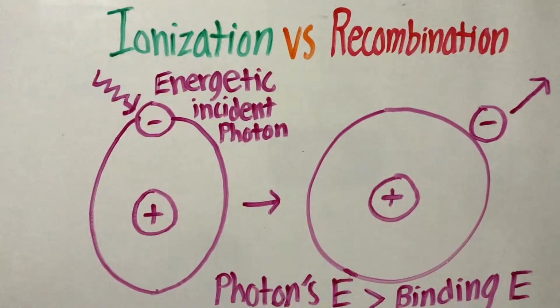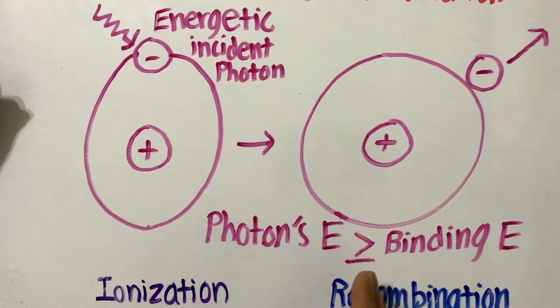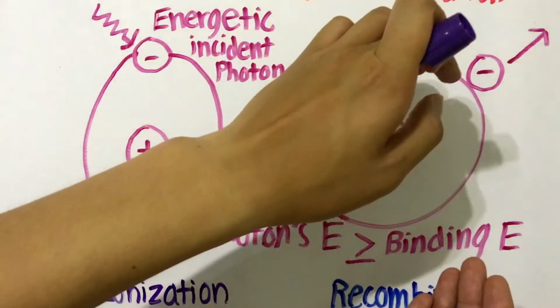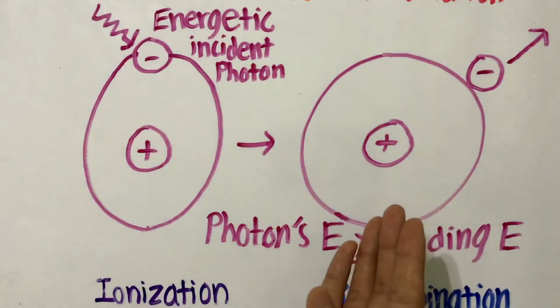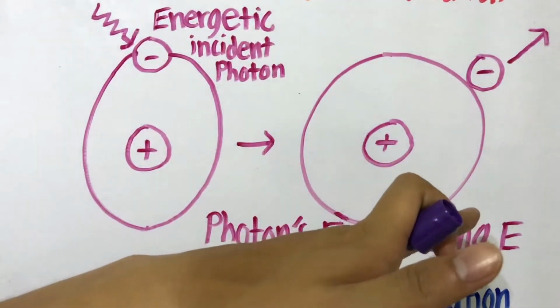So how does this happen? Well, the photon's energy has to be equal to or greater than the binding energy. As long as this condition is satisfied, the electron can be ionized from the atom. There isn't a specific energy needed to ionize the atom, only the binding energy condition.